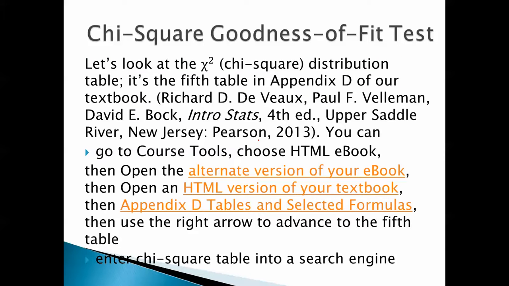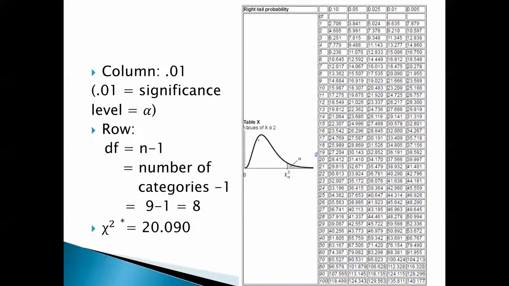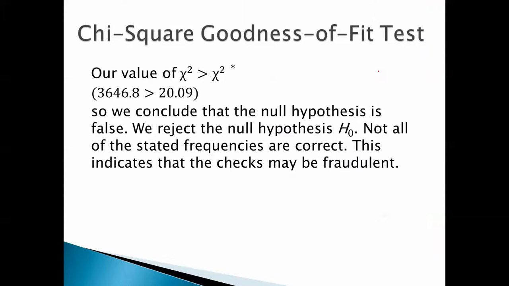Okay, so let's look at the chi-square distribution table. It's the 5th table in the appendix of our textbook, or you can just enter chi-square table into a search engine. Here's what it's going to look like. So in this case, the column we want is 0.01, and that's our significance level. And our row is going to be the degrees of freedom, which is n minus 1, number of categories minus 1. We have 9 categories, so 9 categories minus 1 is 8 degrees of freedom. That's 20.090. That's chi-square star. So that's our critical value of chi-square.